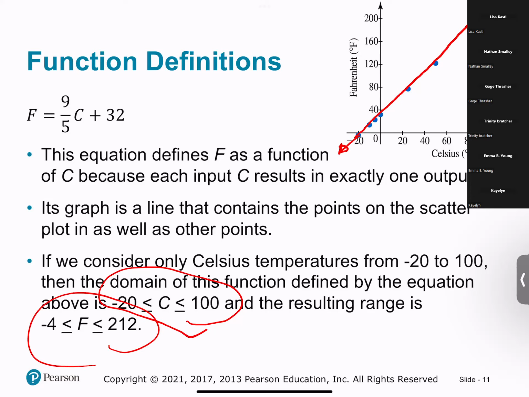Now that was a mouthful, wasn't it? You have two types of inequalities. You have this type, which is less than, and you have this type, which is less than or equal to. And the less than or equal to includes the endpoint. So -20 is included in our domain, which it is. It's part of our table.